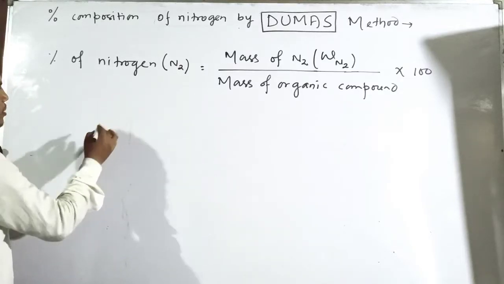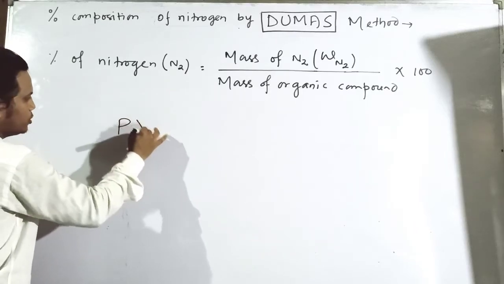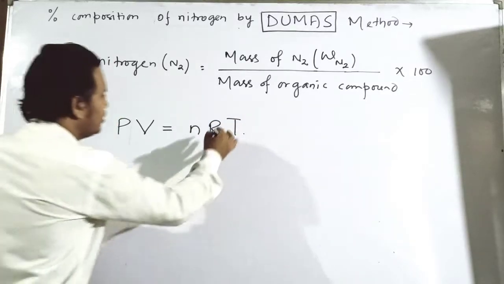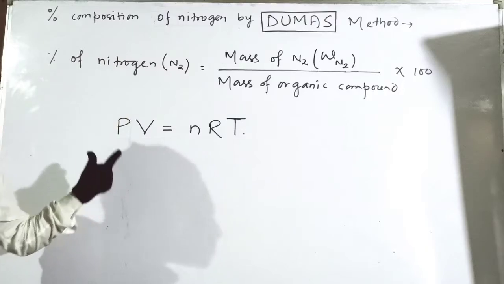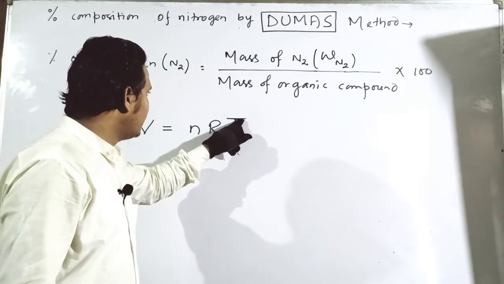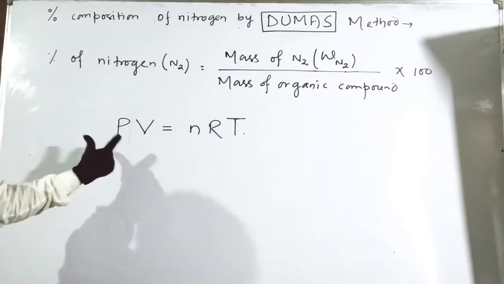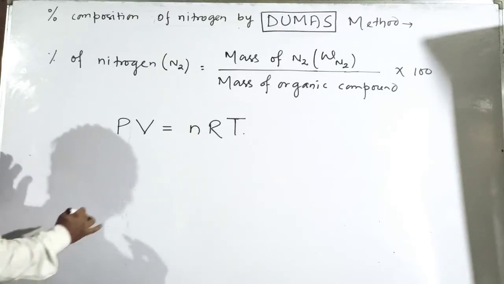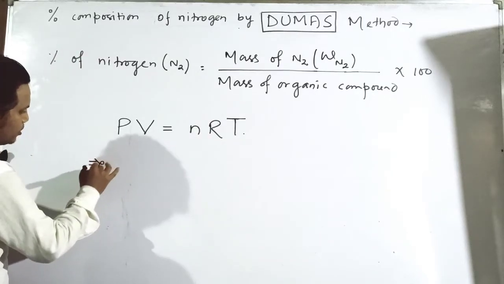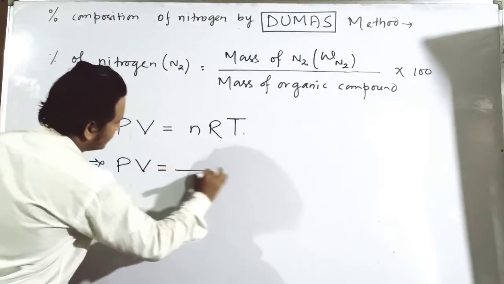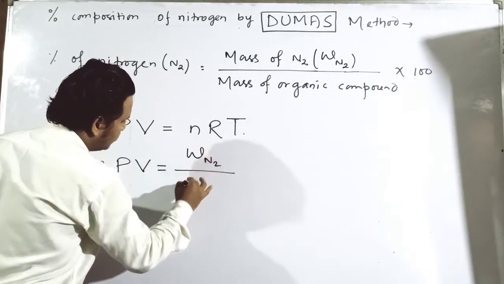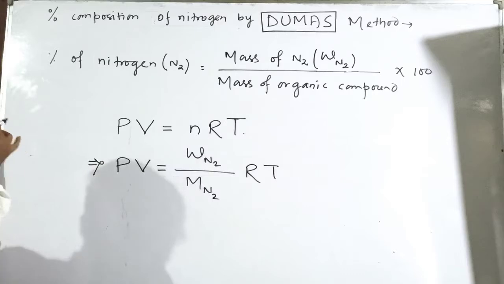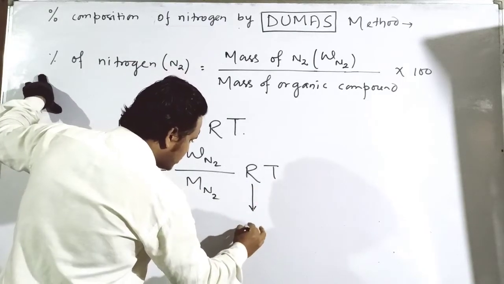For finding the mass of N2, apply the ideal gas equation, PV equals nRT. With the help of the ideal gas equation, we can easily find the mass. How? Now, what is n? The number of moles, which can be written as given mass of N2 by molar mass of N2, into RT. What is R? R is the gas constant.